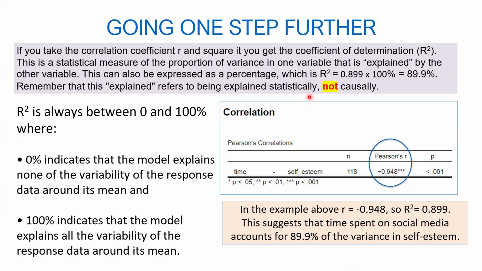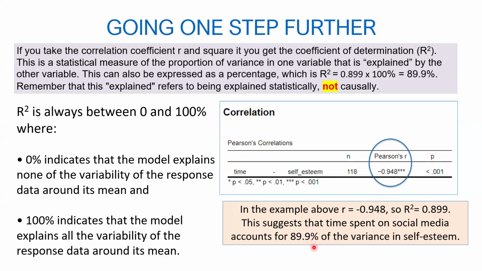Now R squared will always be between 0 and 100%, where 0% indicates that the model explains none of the variability of the response data around its mean, and 100% would indicate that the model explains all the variability of the response data around its mean. So from our example, our R is negative 0.948. Squaring that would lead you to 0.899. This suggests that time spent on social media accounts for 89.9% of the variance in self-esteem.